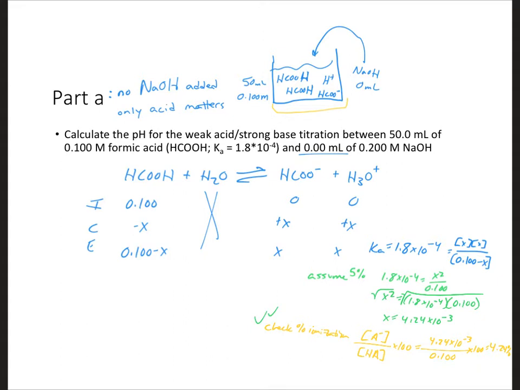So we can go ahead and move it up. Now we see that the H3O plus concentration is going to be that 4.24 times 10 to the minus 3.